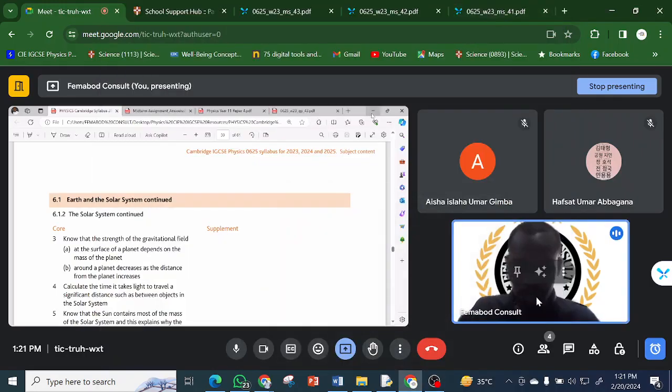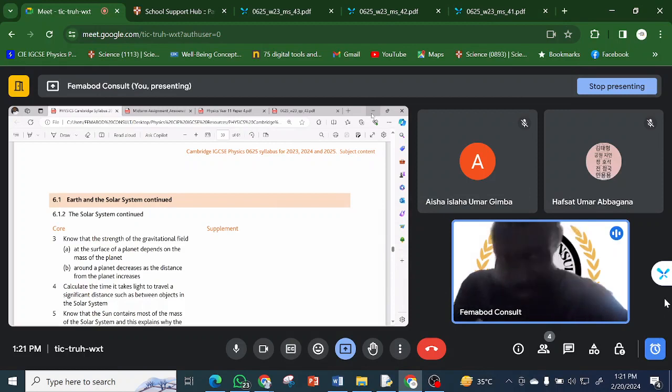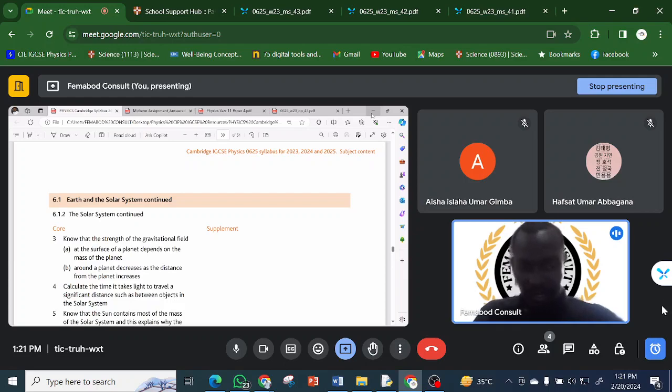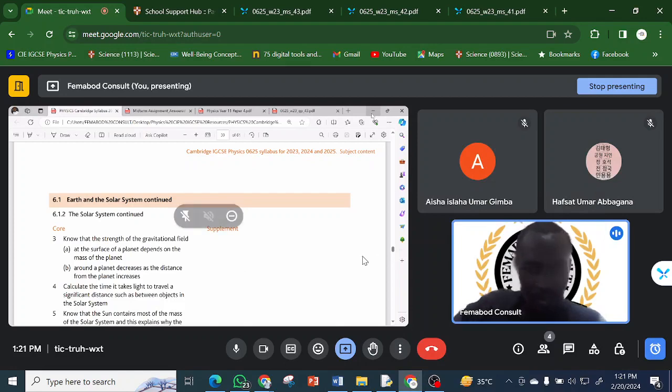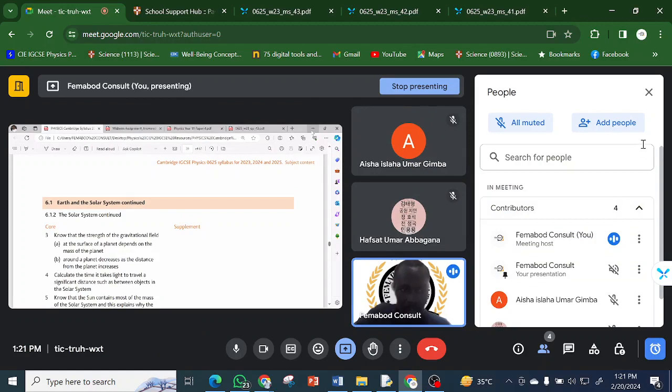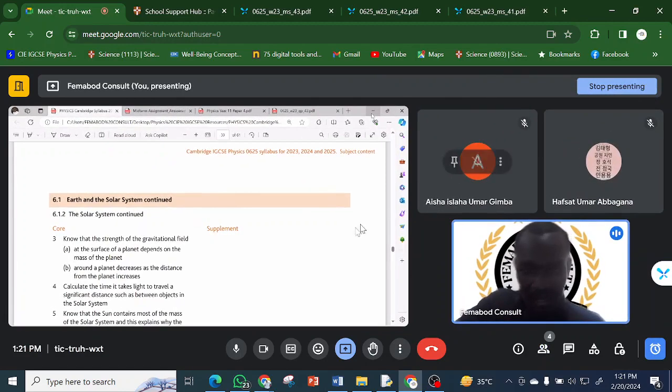So what we'll be talking about today is just a brief revision on space physics. Then we are going to look at some questions that we are going to answer at the end of the lesson. So let's be prepared, and I want us to please be 100% attentive so that we can do the class task at the end of the lesson. So please confirm if you can see my screen.